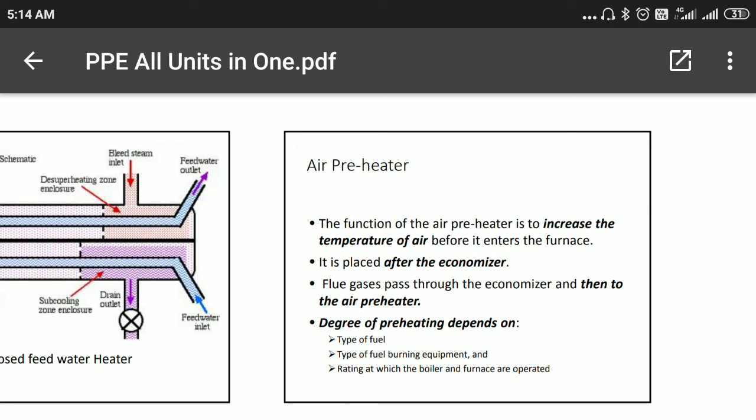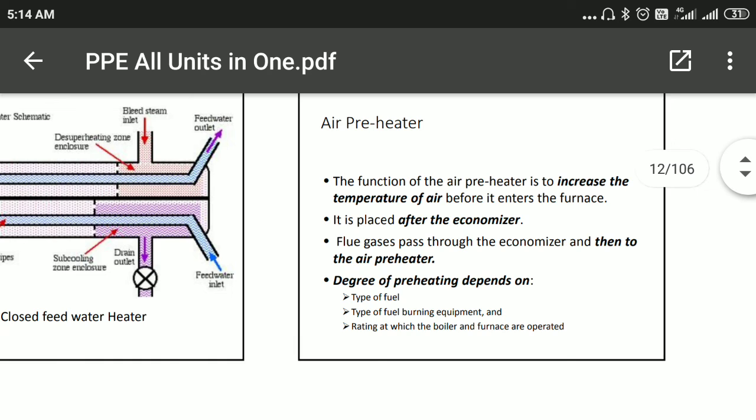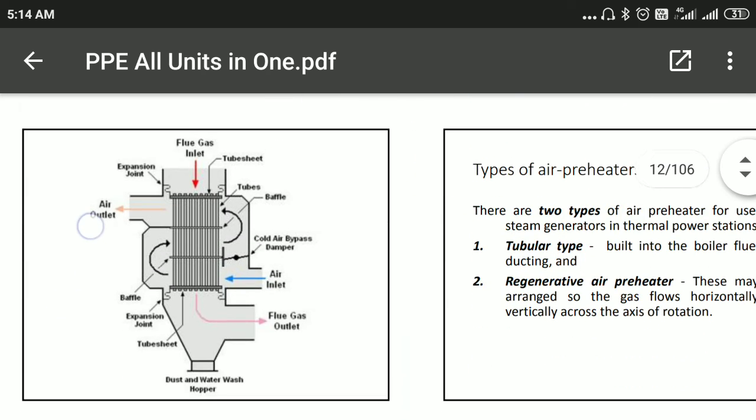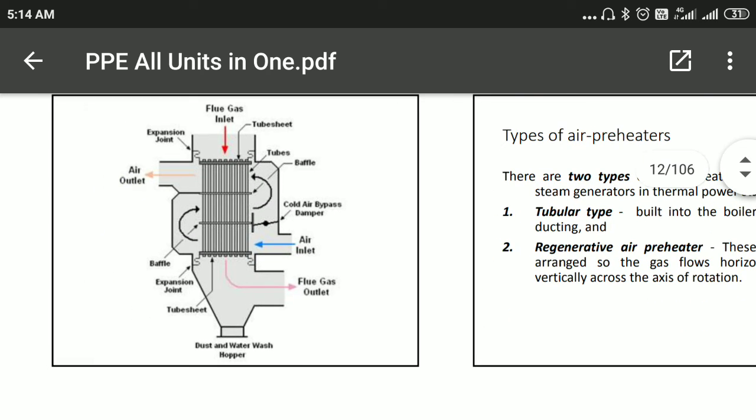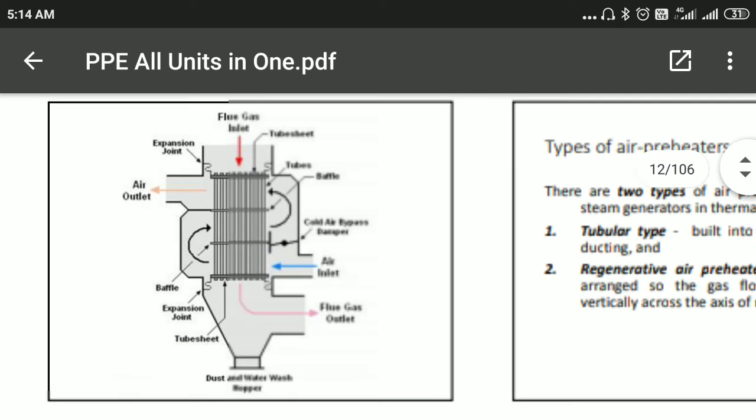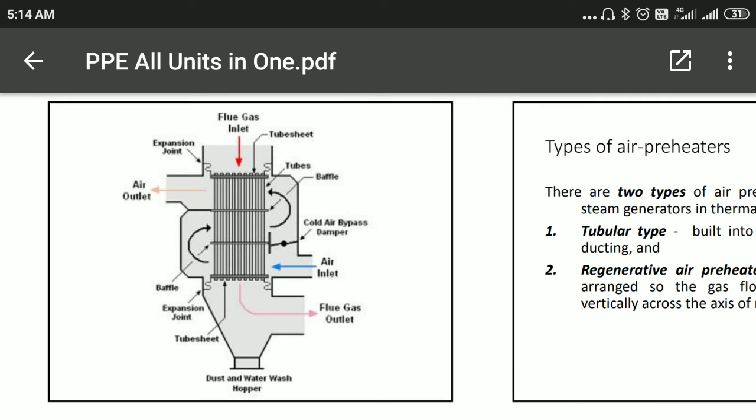The degree of preheating depends on the type of fuel burning equipment, meaning which type of flue gases are generated and how much heat the flue gases are carrying, because it is placed last. This is a basic diagram of the air preheater type of heat exchanger, where air comes in along the blue line, shown as air inlet, and after exchanging heat, the heated air goes out from the other side. The flue gases come in from the top and leave from the bottom.